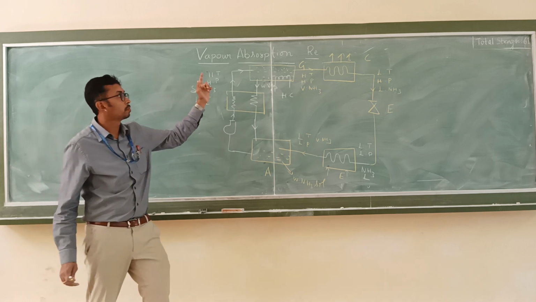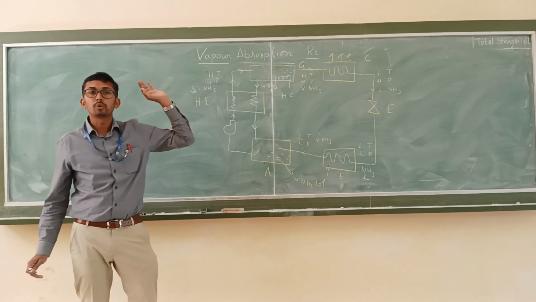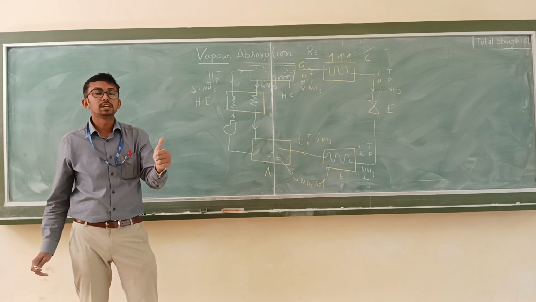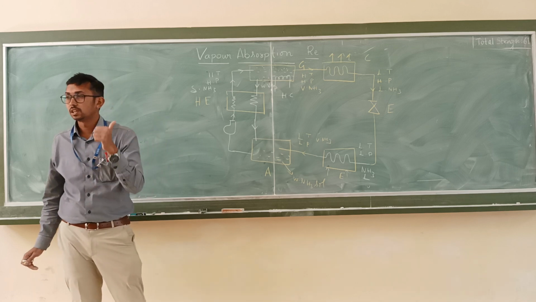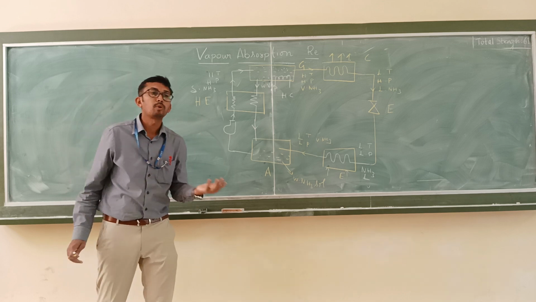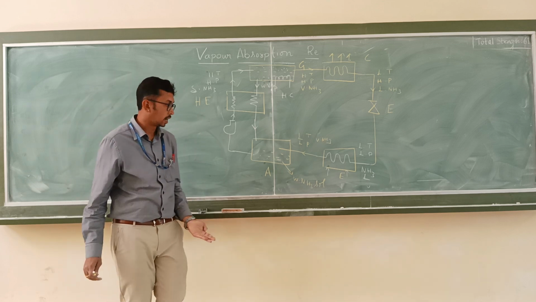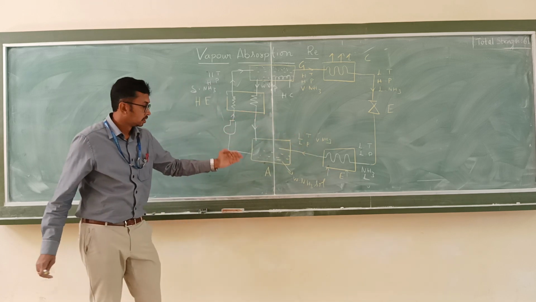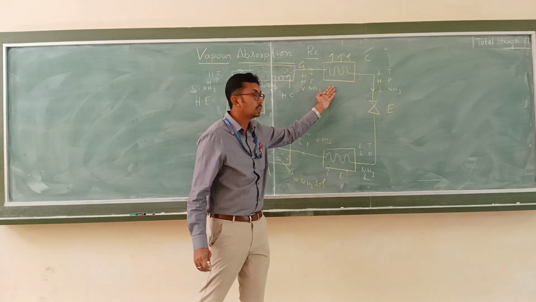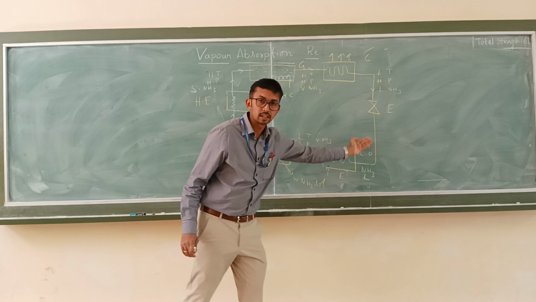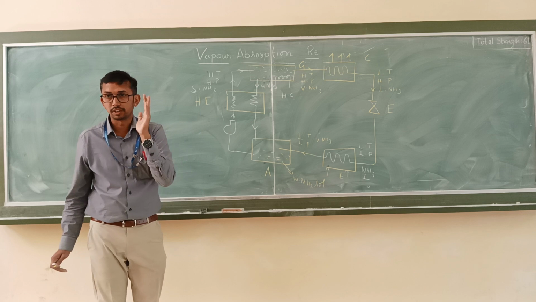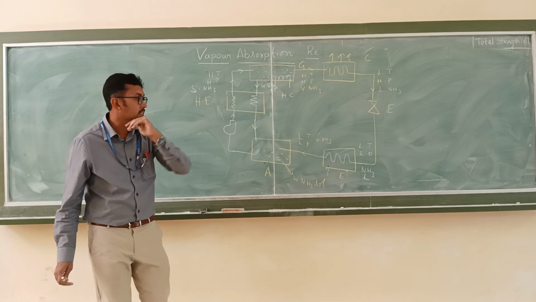So what is this? Vapour absorption refrigeration. The first important point is that ammonia is used as a refrigerant and water is used as an absorbent. The important parts of the vapour absorption refrigeration are evaporator, absorber, heat exchanger, generator, condenser, and expansion. These are the main components. Next part is the working, how it is going to work.